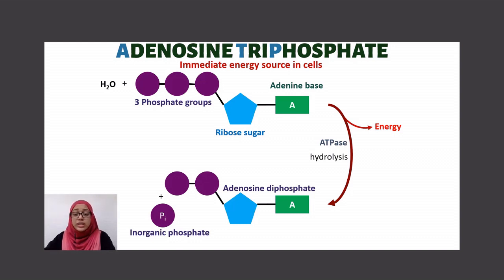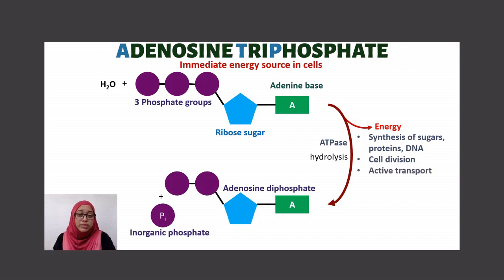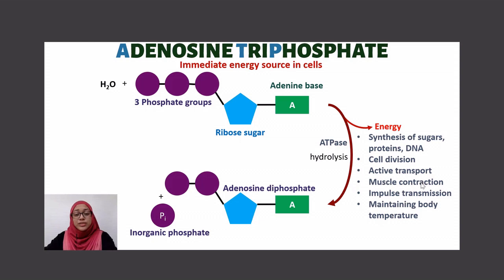And it's this energy that's going to be used to carry out the anabolic reactions, meaning for every one of those steps where larger molecules are being synthesized, it's the energy in ATP that provides the energy for it to be synthesized. So synthesis of sugars, proteins and DNA all require ATP to be present and the energy to be released by hydrolyzing the ATP. In addition to this, the energy from ATP hydrolysis will also be used for cell division. It's what's going to be used for active transport.